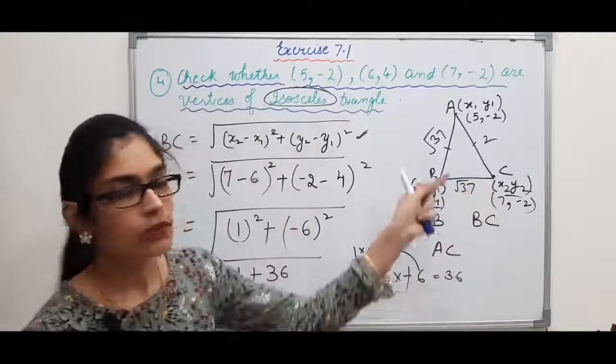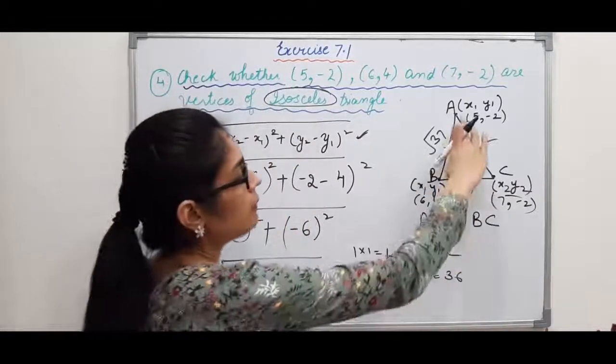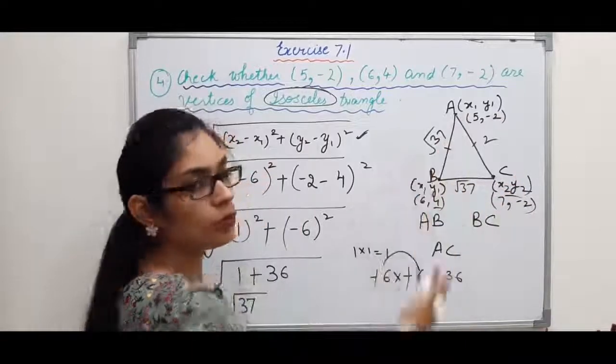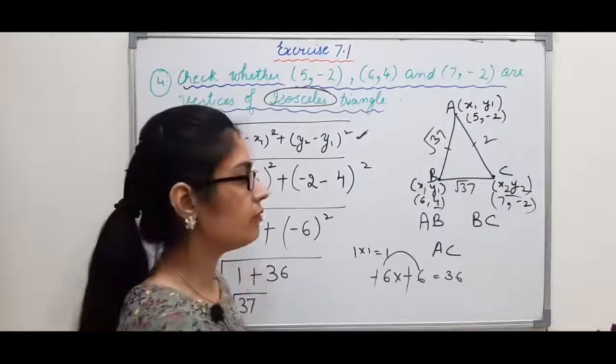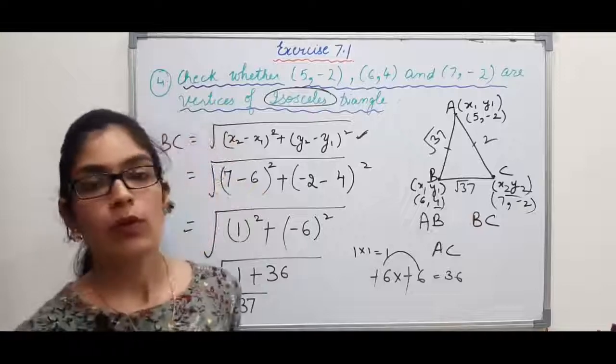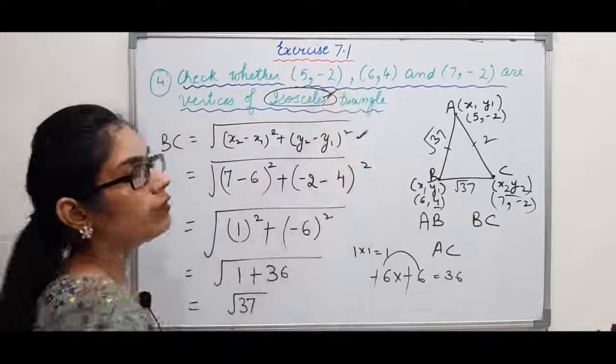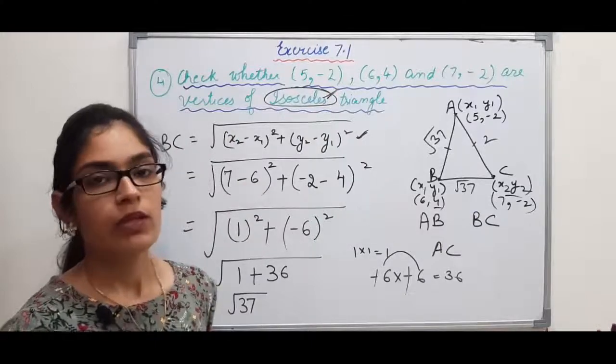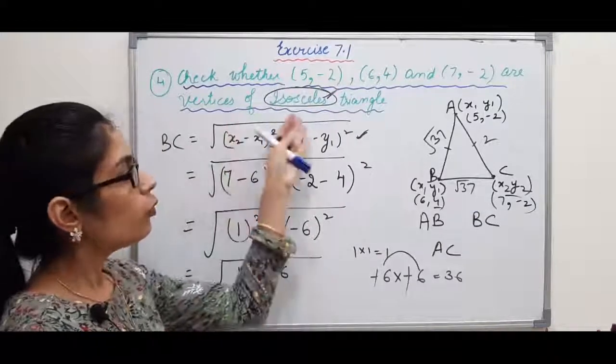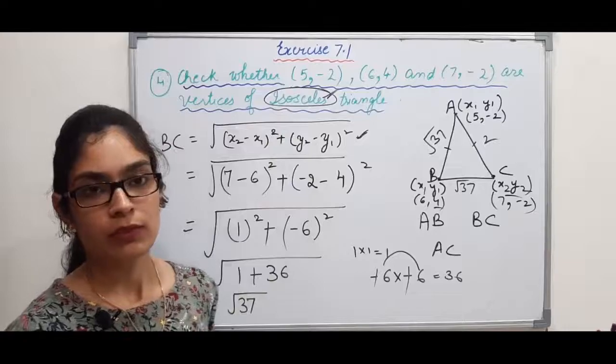Now if you see this triangle, you can see AB is equal to BC. Both of these are equal to root 37. So at the starting itself I told you if two sides of a triangle are equal, then it means the given triangle is an isosceles triangle. So it is proved here. Now let's do the next question.